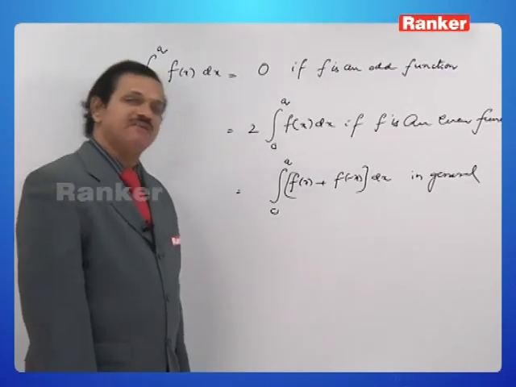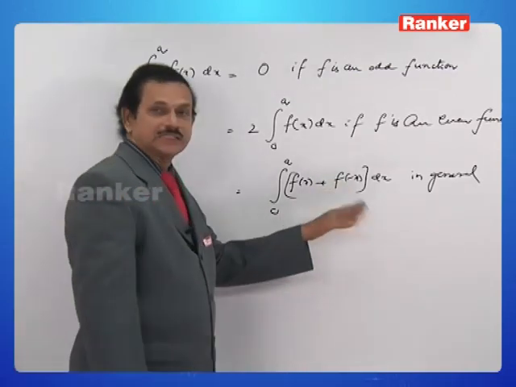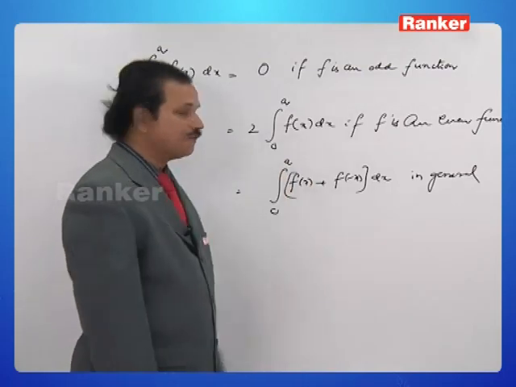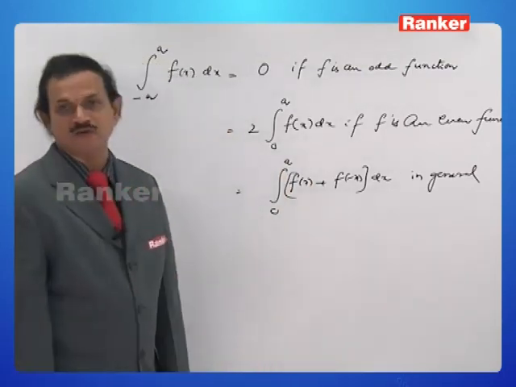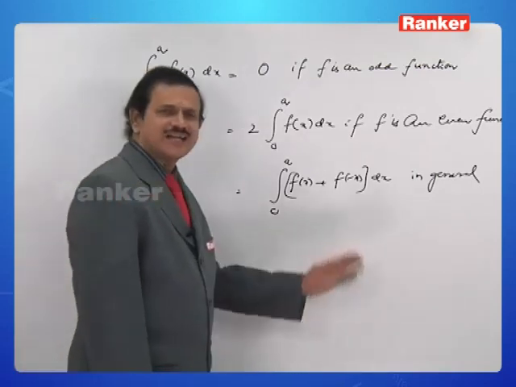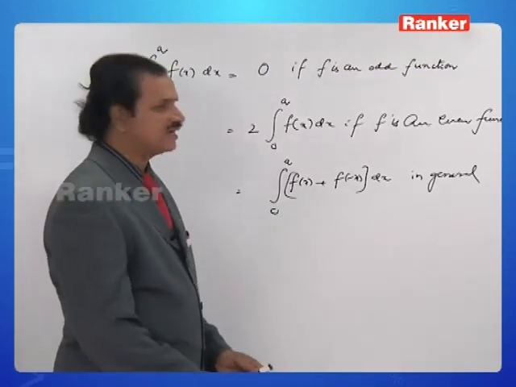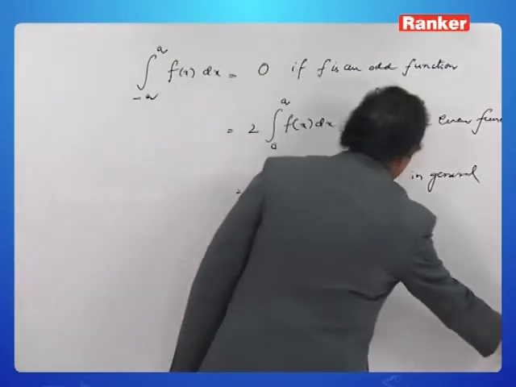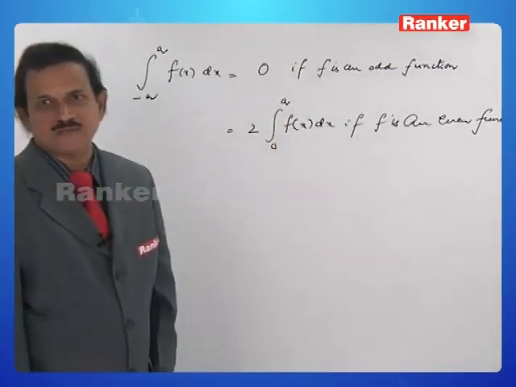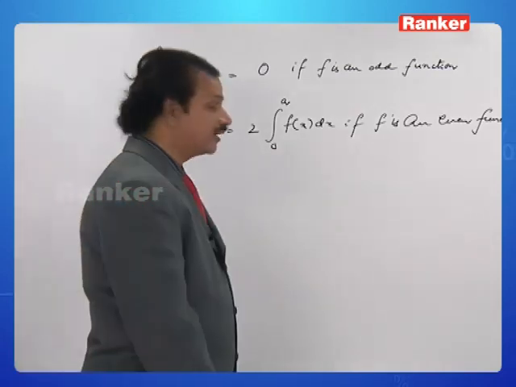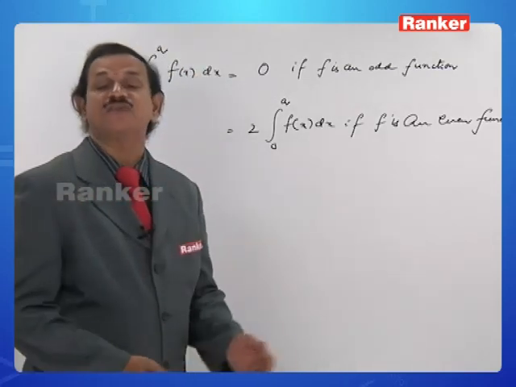Suppose f is an even function. Then f of minus x is f of x. F of x plus f of x is 2 into f of x. Hence the answer will be 2 into integral 0 to a of f of x dx. As a result, it has no importance at all. Okay. This is of great importance. In so many circumstances, we shall be making use of this result and getting the answer immediately.